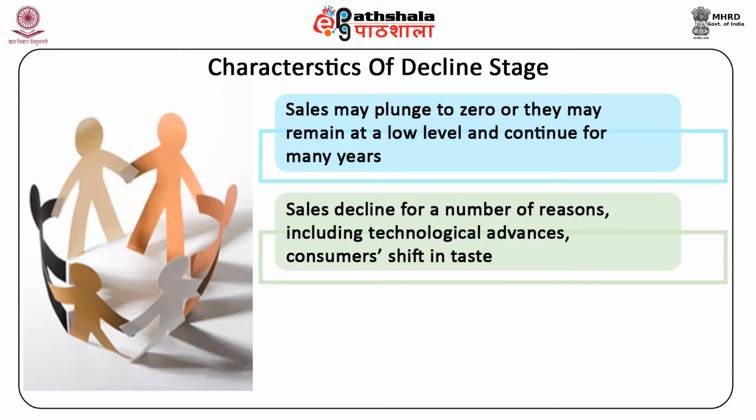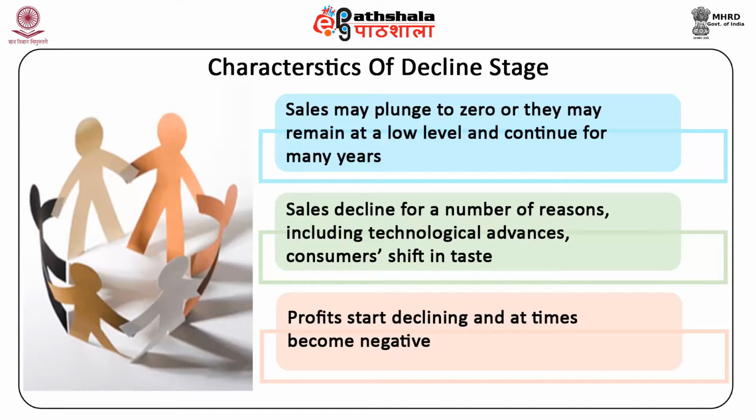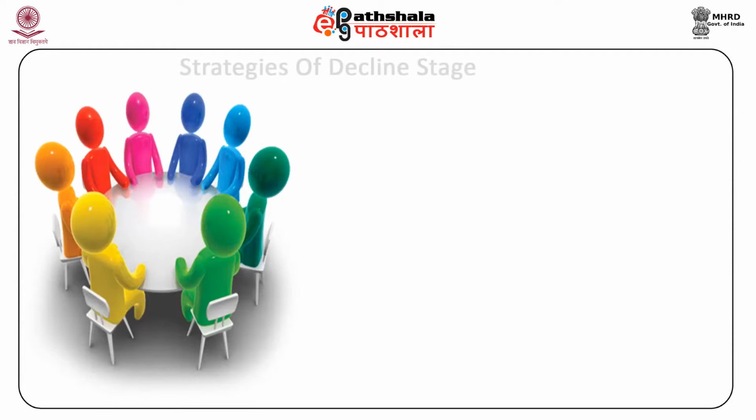Next, sales decline for a number of reasons, including technological advances, consumers' shift in taste, and increased domestic and foreign competition, overcapacity, increased price cutting, and profit erosion. Next, profits start declining and at times become negative. As sales and profits decline, the firm can resort to the following marketing strategies.